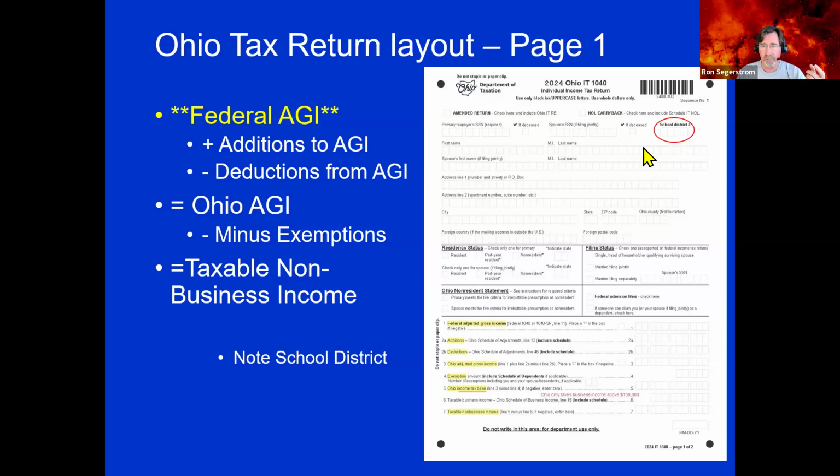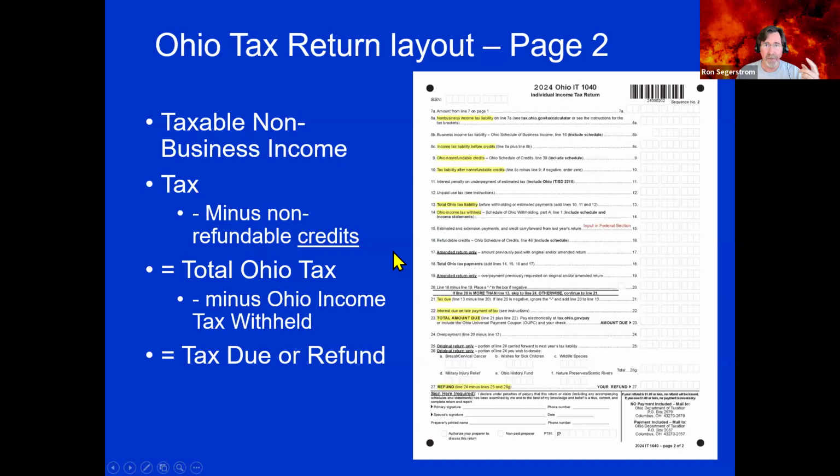So this is the form, this is where the school district goes. And then on page 2, you start out with taxable non-business income. Then you're going to get a tax. You're going to subtract any non-refundable credits. And we don't deal with refundable credits, and I'll come to that at the end of the presentation, to get a total Ohio tax. And then we're going to subtract any tax already withheld to determine whether they have a total amount due or a refund. So that's just an overview of how things flow through the Ohio tax return.